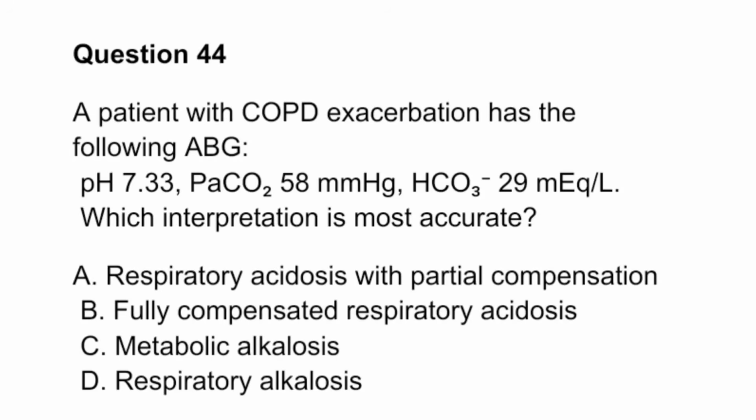Question 44. A patient with COPD exacerbation has the following ABG: pH 7.33, PaCO2 58 millimeters mercury, HCO3- 29 milliequivalents. Which interpretation is most accurate? A. Respiratory acidosis with partial compensation. B. Fully compensated respiratory acidosis. C. Metabolic alkalosis. D. Respiratory alkalosis.